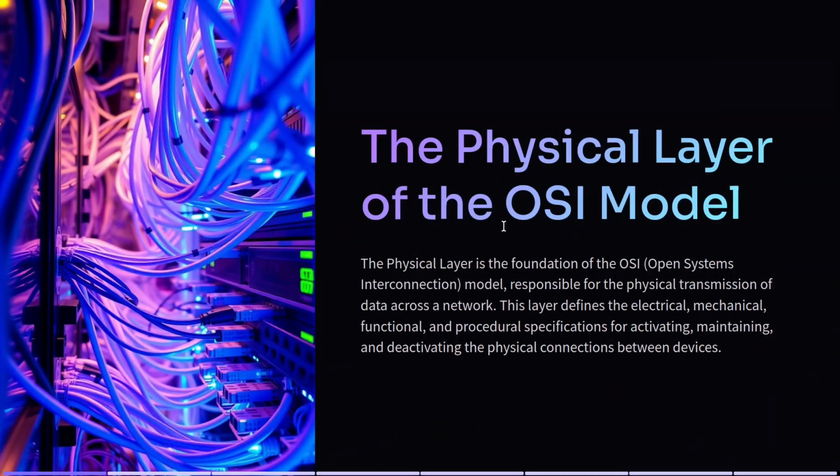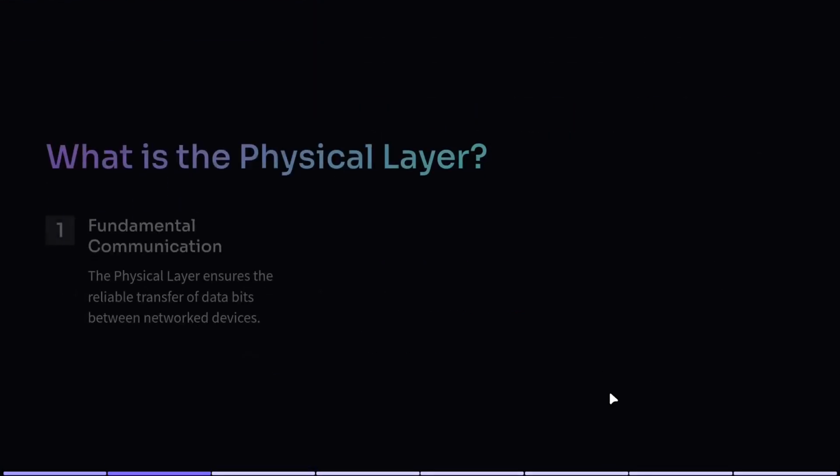Now, let's get started with the physical layer, layer 1. The physical layer of the OSI model, layer 1. The physical layer is the foundation of the OSI model. It is responsible for physical transmissions of data across a network. This layer defines the electrical, mechanical, functional, and procedural specifications for activating, maintaining, and deactivating the physical connections between devices.